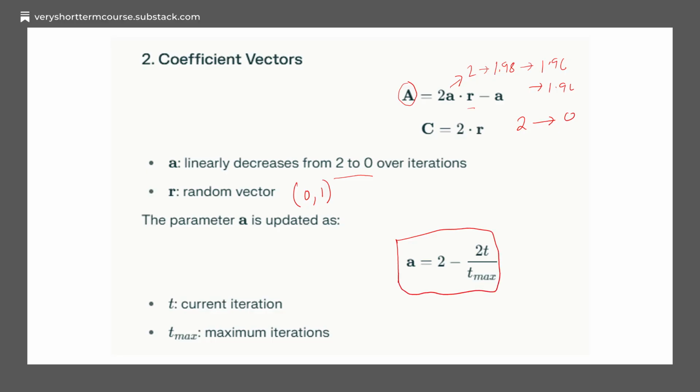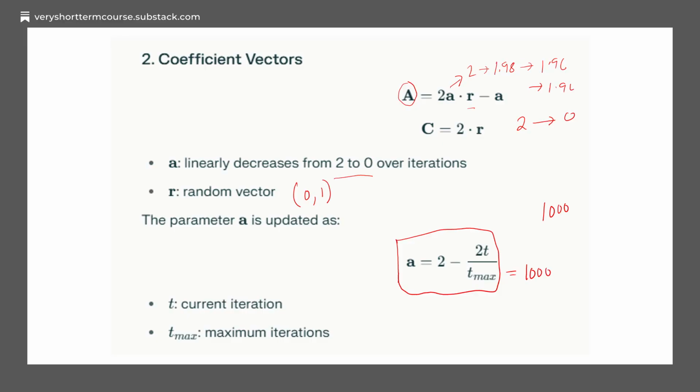Value of a will be decided like this: 2 minus 2t divided by t max. Now you will say, what is t? T is the number of current iteration, and T max is the maximum number of iterations that you have allowed or you have desired to run the optimization. If you have desired to run the optimization 1000 times, then this T max will be 1000.